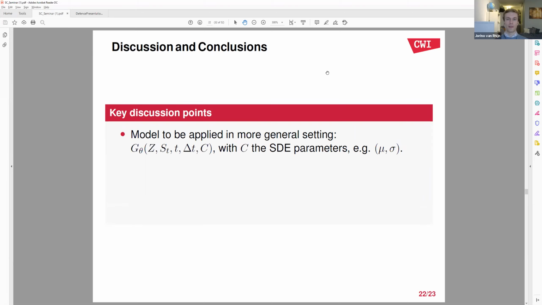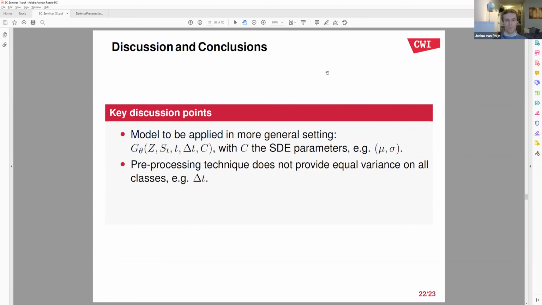And as well, you could look at the SDE parameters. For GBM, you could look at the drift mu and the volatility parameter. So instead of just learning one conditional distribution, you learn a whole family of distributions. You basically learn the entire SDE family for a certain range of parameters. So this is a way you could extend the method to more general problems.